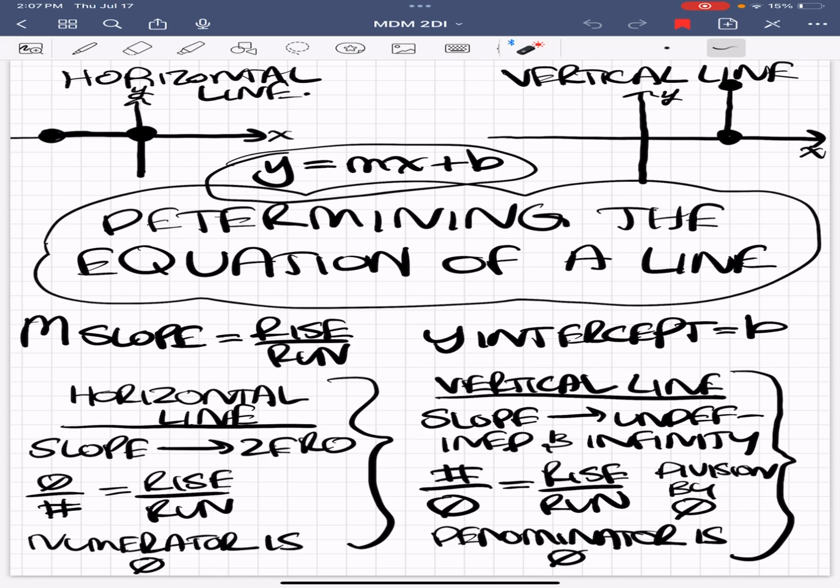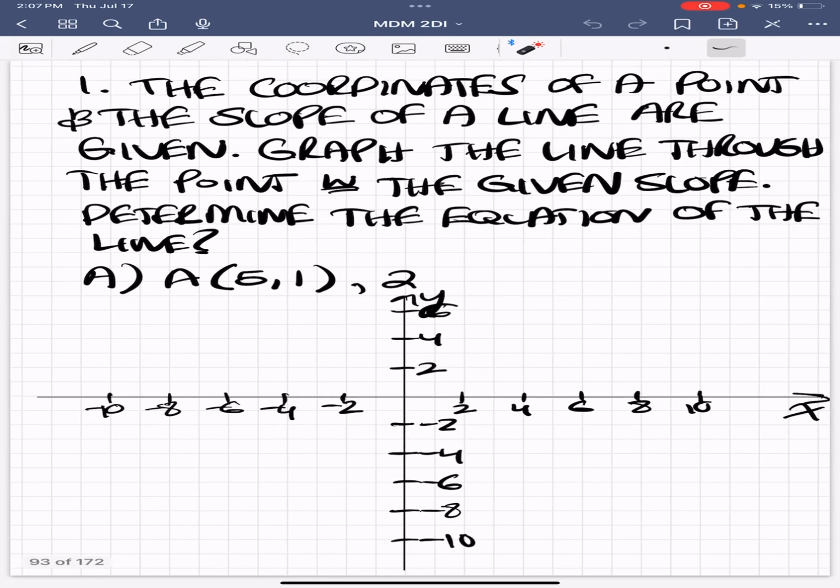So we have the slope m equals rise over run. That's m. And its slope, which is rise over run, and the y-intercept is b right there. And let's begin. The coordinates of a point and the slope of a line are given. Graph the line through the point with the given slope. Determine the equation of the line.